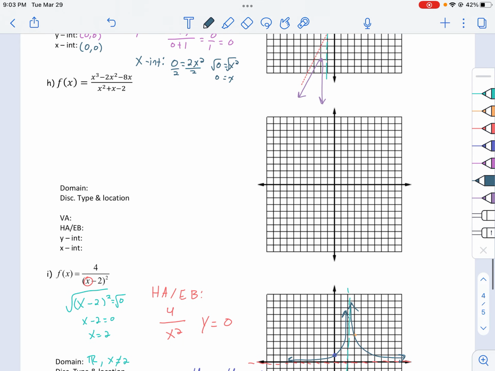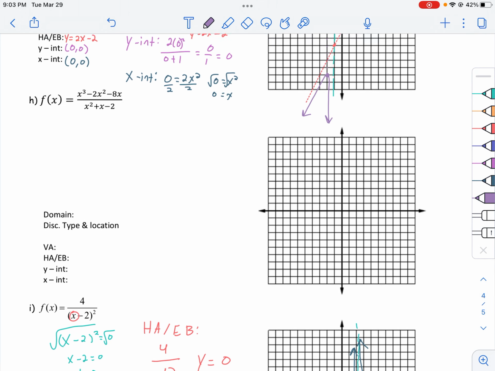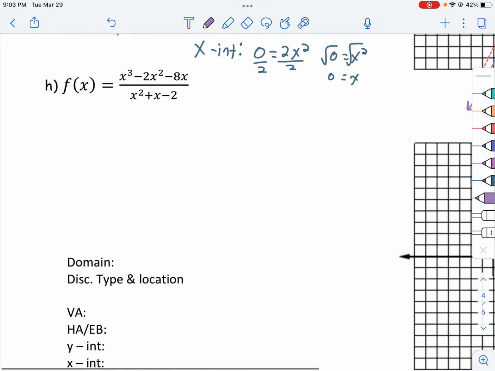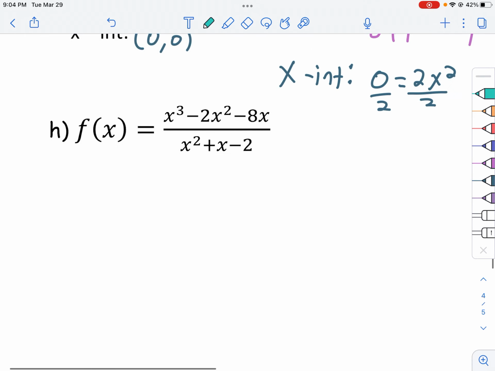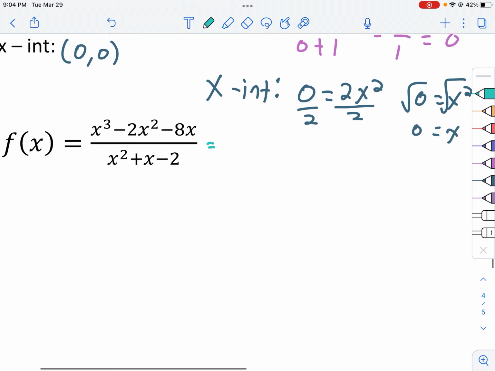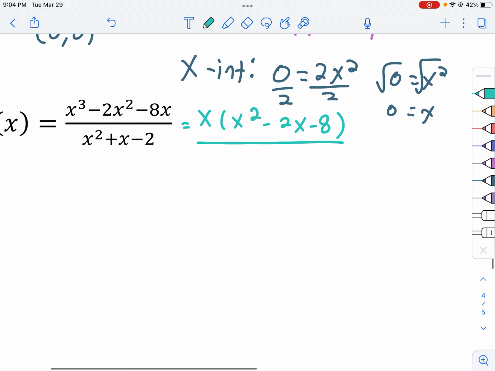Let's do one more. Let's take a look at H, because these are the harder ones. So we should look at it. First things first, factor what can factor. In the top here, we could definitely pull an x out of everything because there's x in all of those terms. So that's going to be x, which leaves us with x squared minus 2x minus 8, which I think that does factor again. Let's see. Let's factor the bottom, though, while we're at it.